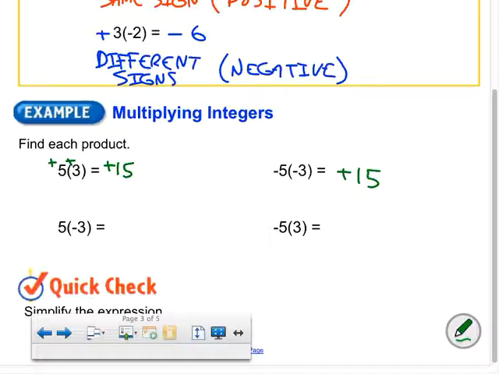Next in line, right here. Can you walk me through this? Yes. 5 times -3. And what's that going to give me back? Well, what's the sign of this 5? Positive. Okay. And then we have a negative 3. So are they the same sign or are they different signs? Different. So what's the answer sign going to be if they're different signs?